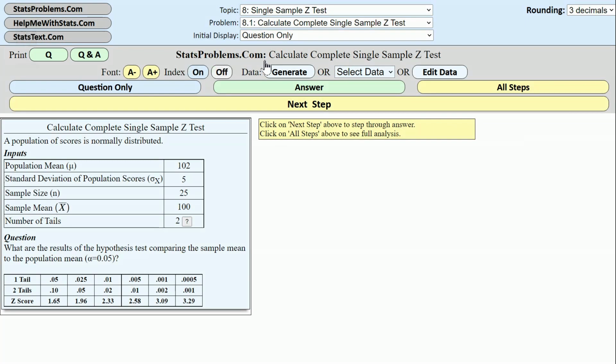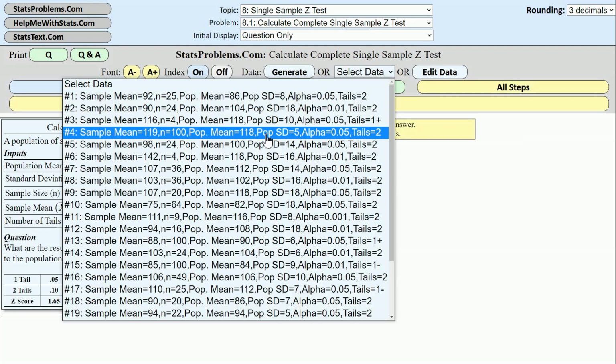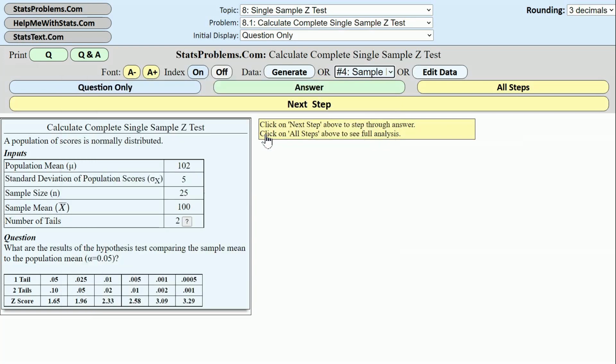Statsproblems.com was used to create this tutorial, which can help us calculate a complete single-sample z-test. Let's begin by selecting one of the 25 example problems. The question appears in the blue box.